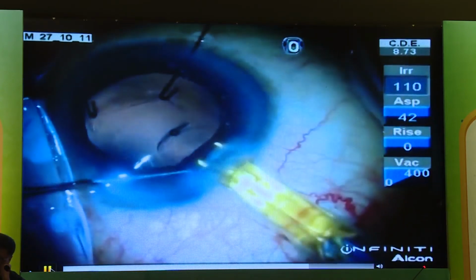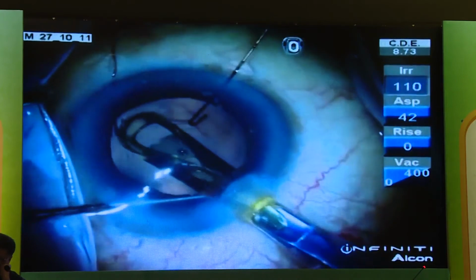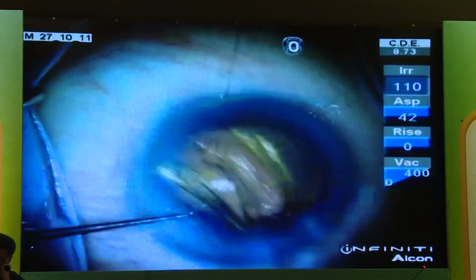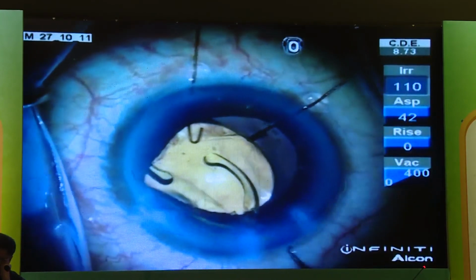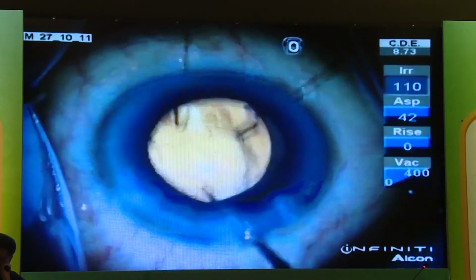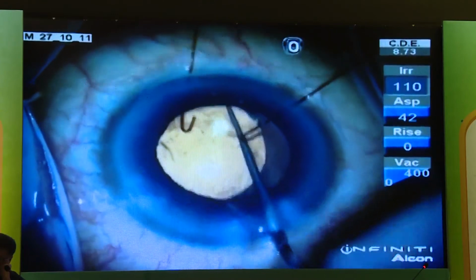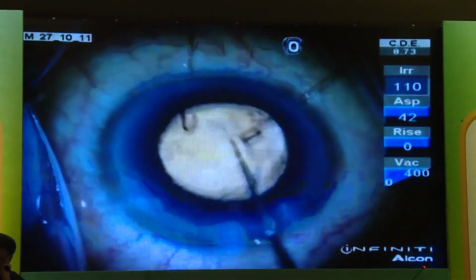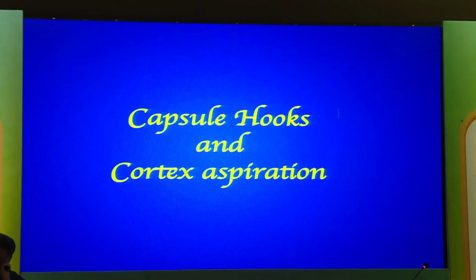Once that is done, again, without taking the irrigation out, fill up the bag. And then put in the IOL of choice. If it is a minimal case, I will put a single piece lens. Single piece lens is okay, but if you don't want to have a CTR and you want to support it, I would put a 3-piece lens into the capsular bag. So then capsular hooks and cortex aspiration.